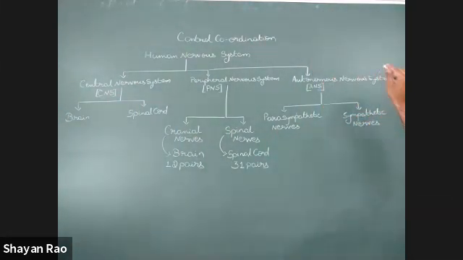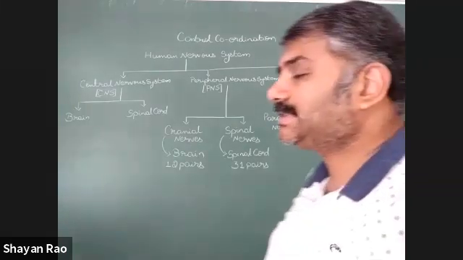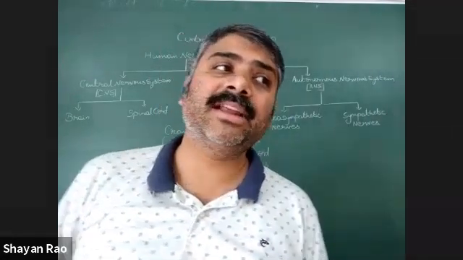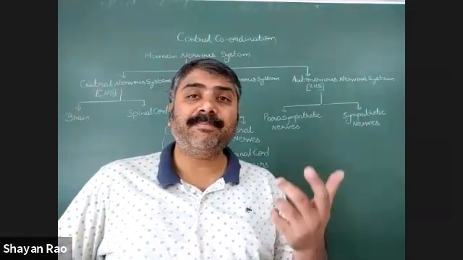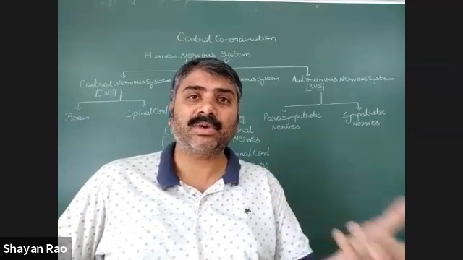Autonomous nervous system. Today, the name itself is suggesting something. Autonomous, what does it mean? One which is not controlled by anything. It is independent in its functions. Right? That is what is called autonomous.